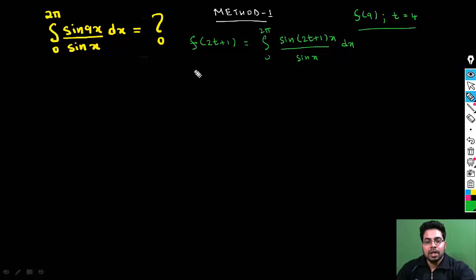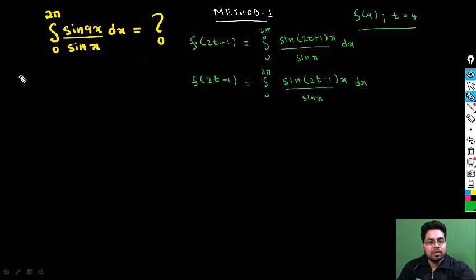Now if I consider f of 2t minus 1, the reason why I've considered this number as odd, 2t plus 1, is because here I'm having sine 9x. 9 is odd, that's why I have considered an odd number 2t plus 1, and obviously t is an integer. So f of 2t minus 1 would be the integral from 0 to 2 pi of sine (2t minus 1)x divided by sine x dx.